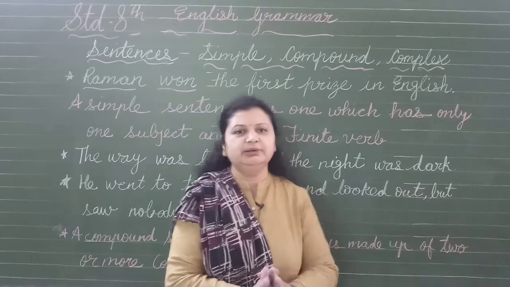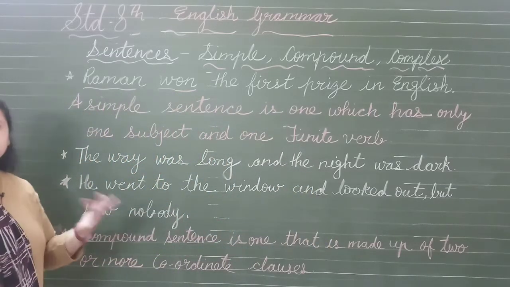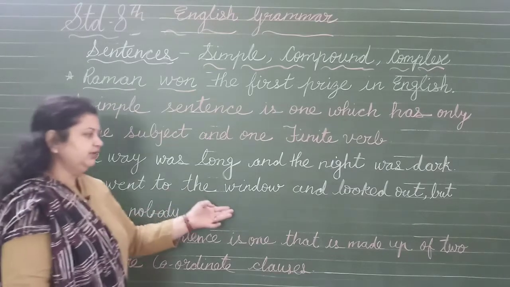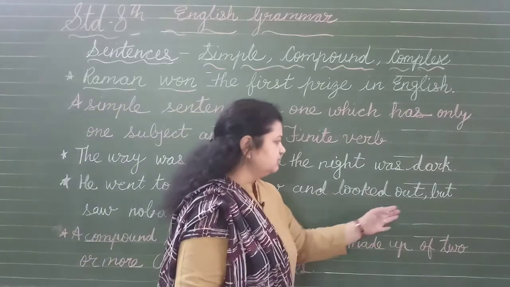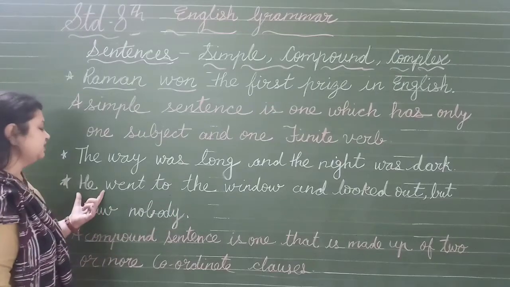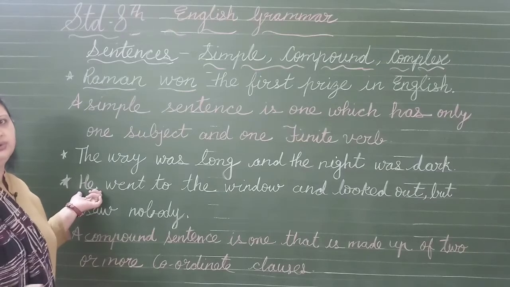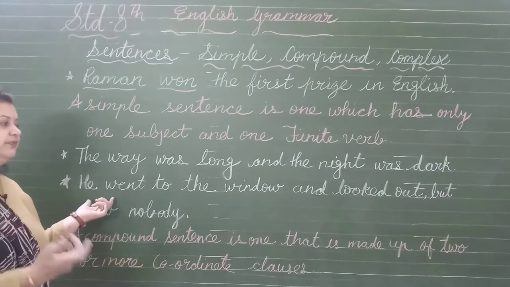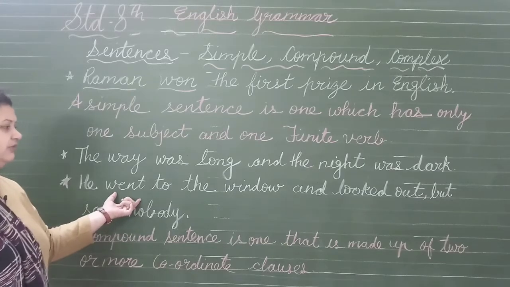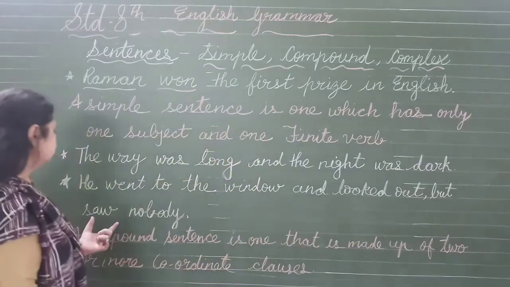Okay, remember it. Second example, let me explain it first, then I will explain the definition. He went to the window and looked out, but saw nobody. Now here only one subject is given, he. So you will say that it is a simple sentence. No, it is not a simple sentence, because you will find more verbs in the sentence. Went is one verb, looked out is the second verb, and the third part is saw.